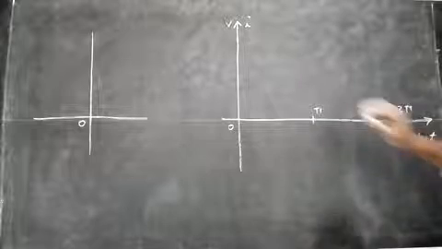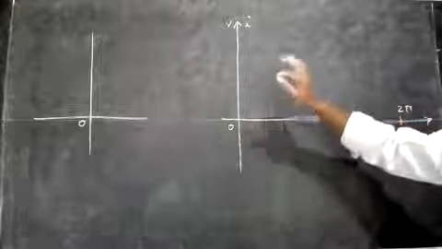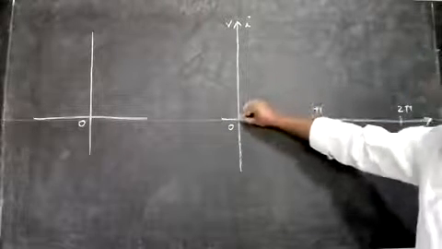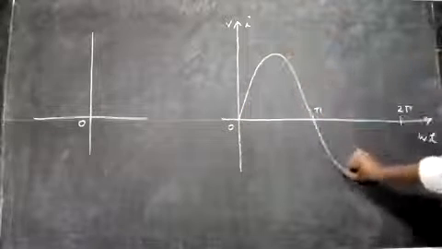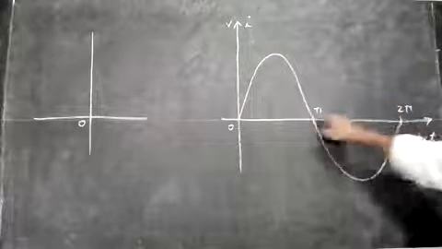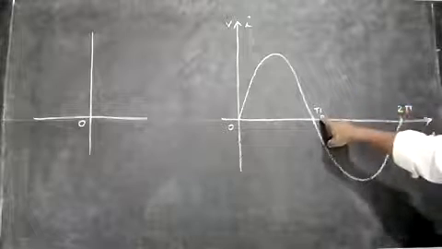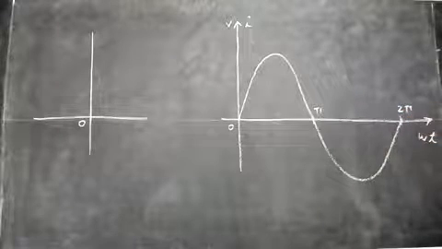So first let me draw the phasor diagram for the voltage. The wave diagram for the voltage. So voltage changes this way. So 0, pi, 2 pi. That means pi is 180, this is 360, 2 pi. So this is the voltage.